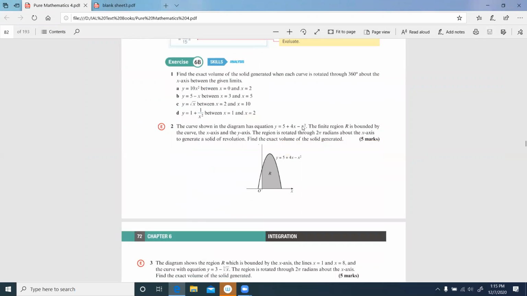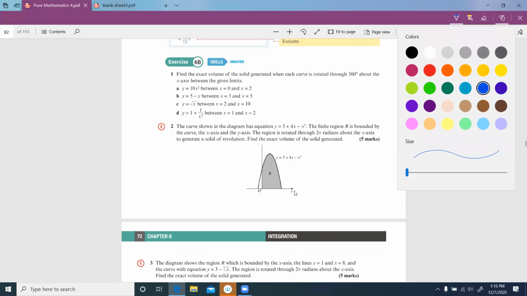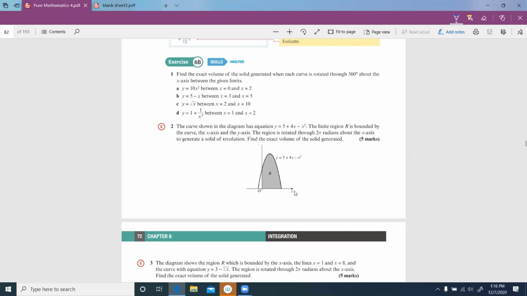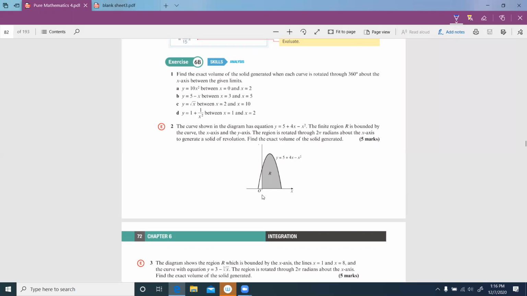Like if you need to find the area over here, what do we have to do? You have to find what these intersections are. So the area is enclosed here and here. This is the area we need. So you need the coordinates over here. Let's work it out. Here we need to find the coordinate.